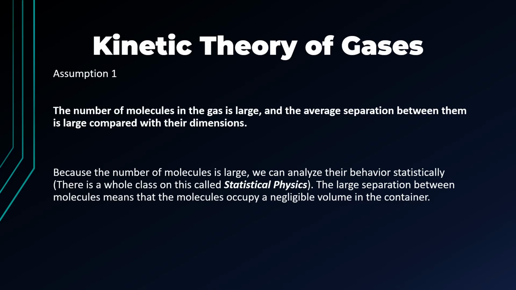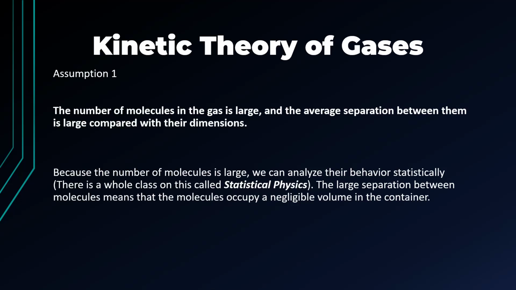Basically, what we're saying is we have a bunch of molecules in this box because we want to use statistics to look at this. So we need to have enough molecules so that we can have statistically significant results, right? Because the number of molecules is large, we can analyze their behavior statistically. And this is a whole field of study. It's called statistical physics. It's very interesting. If you go to grad school for chemistry, you're going to have to take statistical physics.